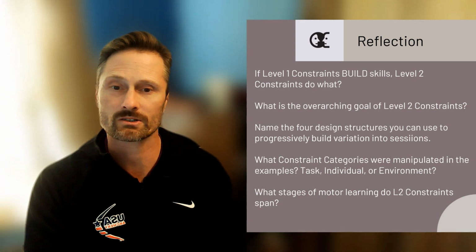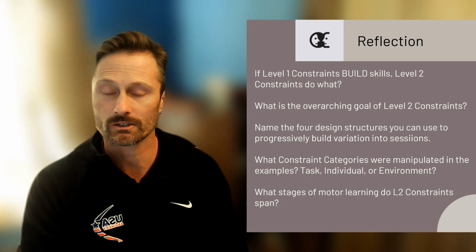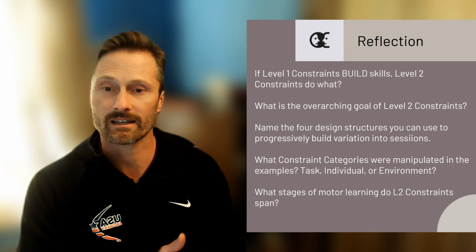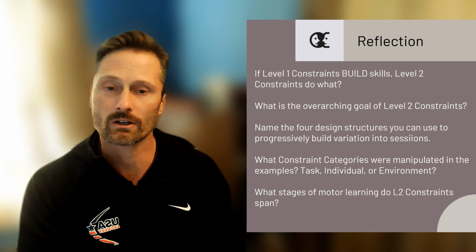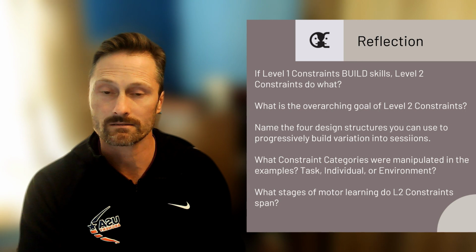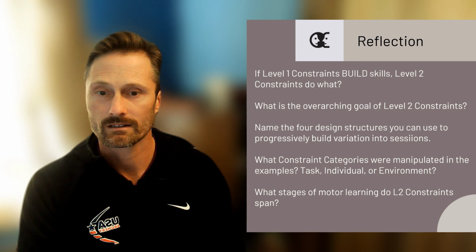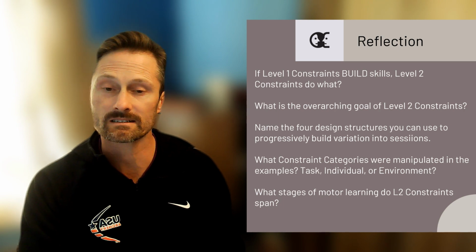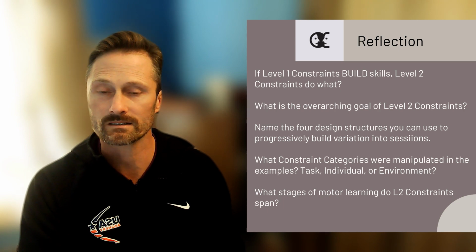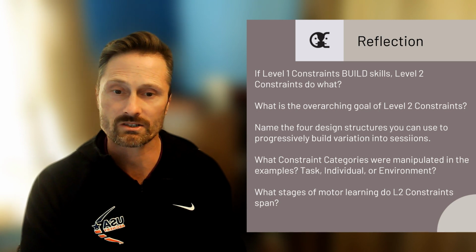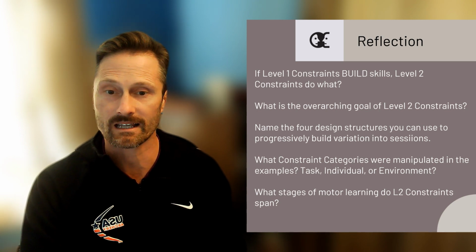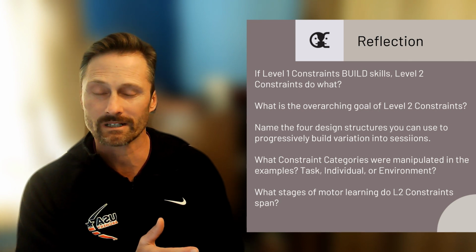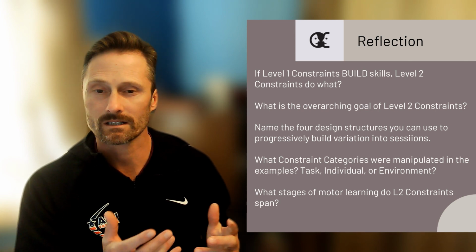So, if level 1 constraints build skills, level 2 constraints do what? Well, level 2 constraints strengthen and refine skills. What is the overarching goal of level 2 constraints? To provide variability. Name the 4 design structures you can use to progressively build variation into sessions: block, repeated block, serial, and random. What constraint categories were manipulated in the examples? Well, in this one, task and individual, really. We didn't have any environmental constraints.